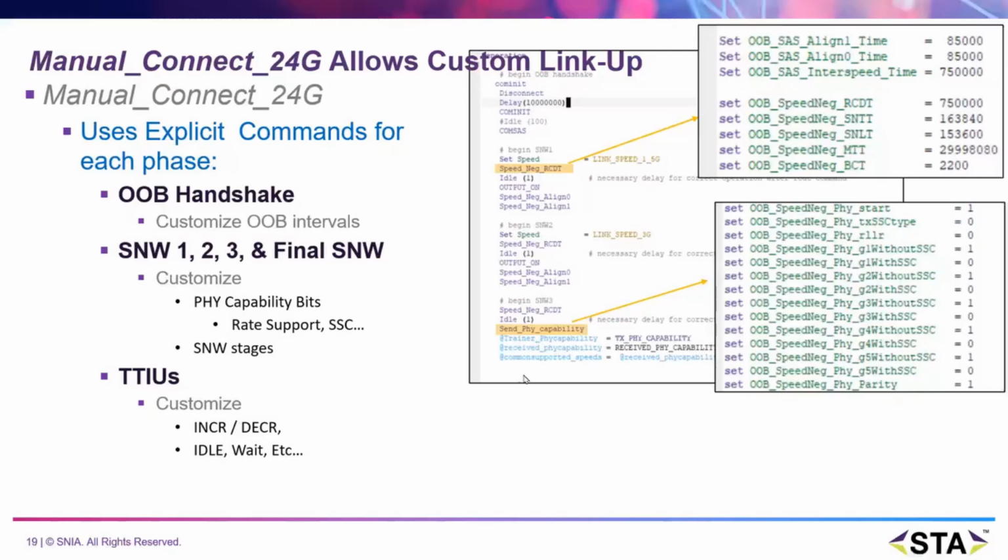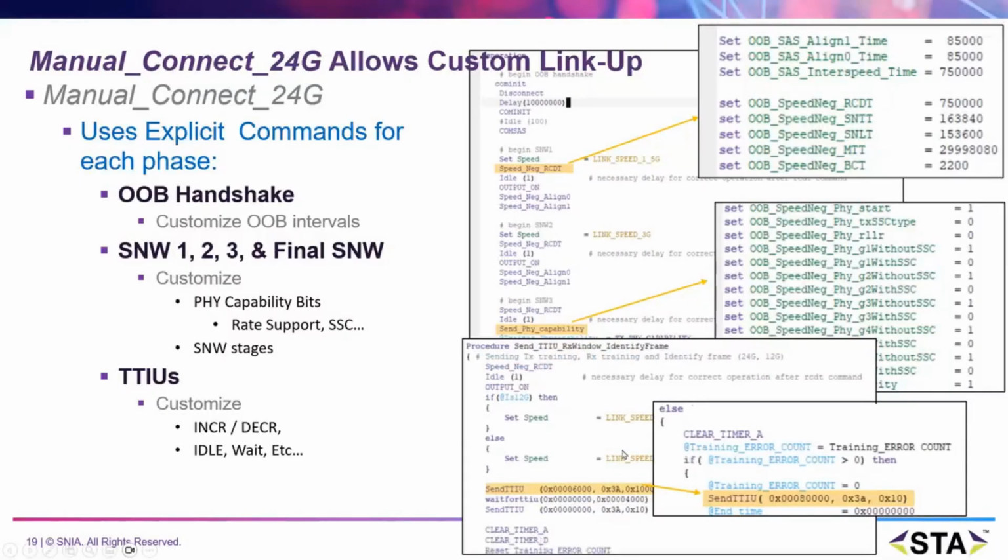COMRESET can be used to clear errors or initialize the link. The primitives are essential for ensuring reliable link detection, device compatibility, and proper transition to the next phase of link setup. Following the OOB, the link enters the speed negotiation window, where both devices determine the highest mutually supported data rate. During this phase, transmitter training initialization units, or TTIUs, are exchanged to optimize signal quality and equalization settings.